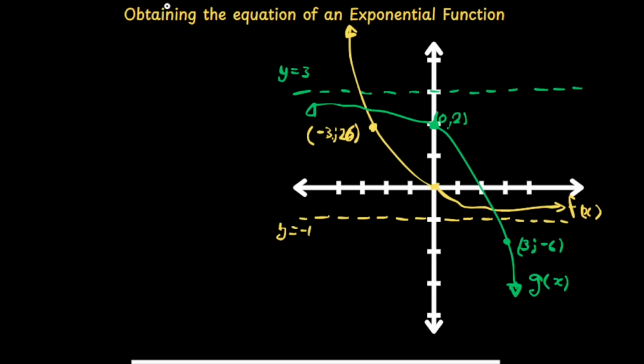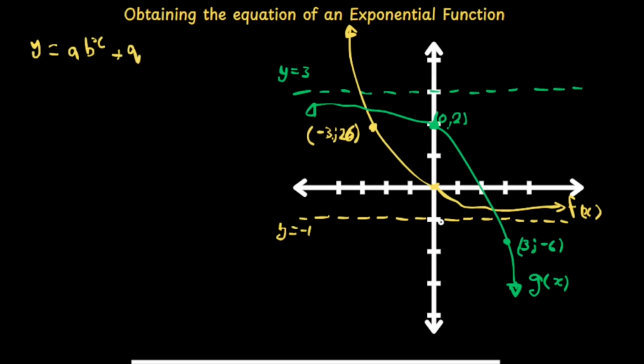So our first step when working with any exponential function or any function, regardless of what type of function it is, is to write down its standard form. So for the exponential function, it would have the standard form of y is equal to a times b to the power x plus q.